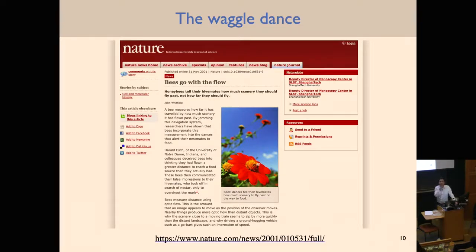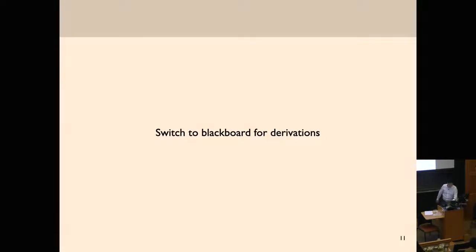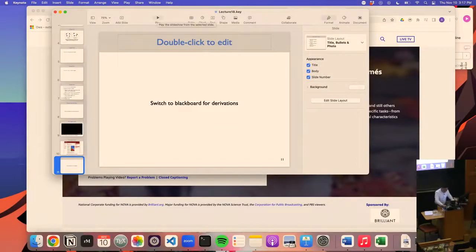Questions on either of these? Go ahead. You said the bees change the texture. How? Sorry, the experimenters change the amount of texture to figure out that the bees are communicating optical flow. Yeah, I guess that would also be impressive. Okay, other questions? Okay, so let's switch to the Blackboard. I'll switch back and show some videos later.